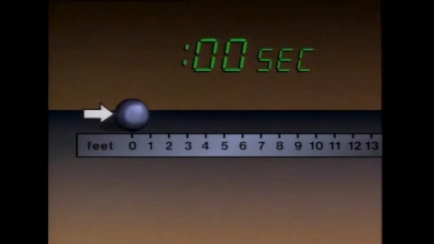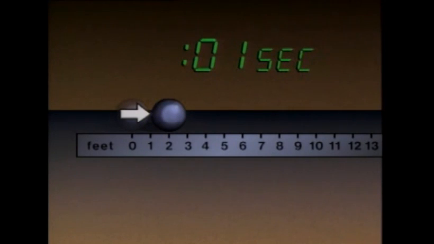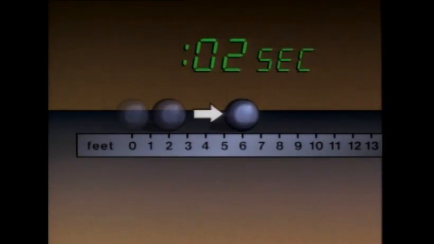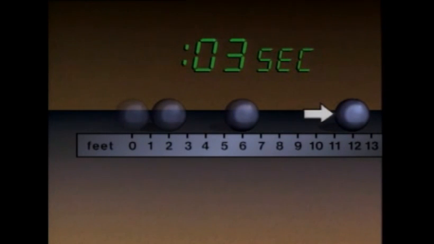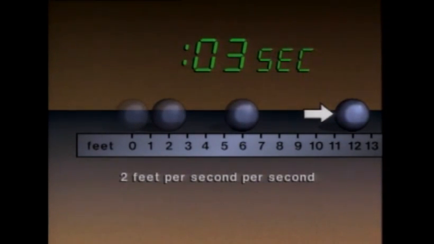For example, as a result of an applied force, this ball accelerates from zero velocity to its peak velocity. To understand this better, let's look at the action again, but this time we'll use a scale to show distance and a clock to show time. If the ball moves 2 feet in the first second, 4 feet in the second, and 6 feet in the third, it travels an additional 2 feet for every second that passes. In other words, it accelerates at a rate of 2 feet per second, per second, or simply feet per second squared, which is a common unit of acceleration.